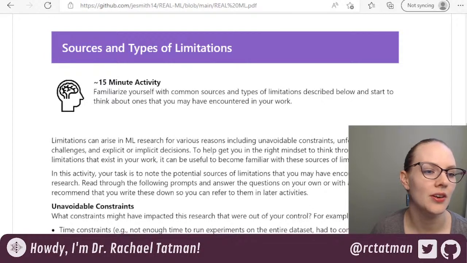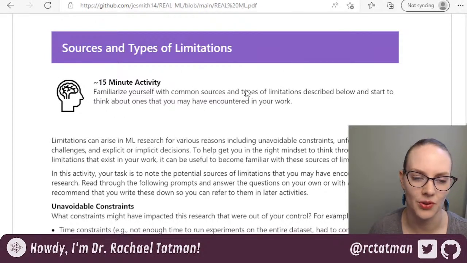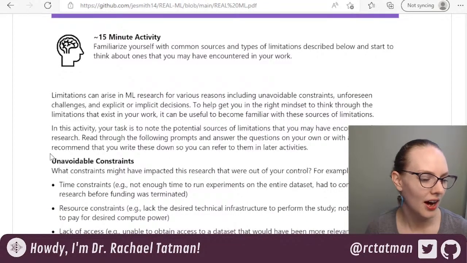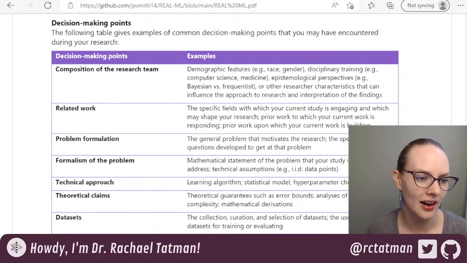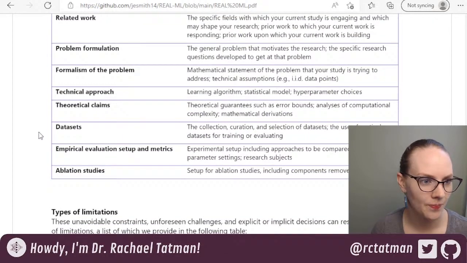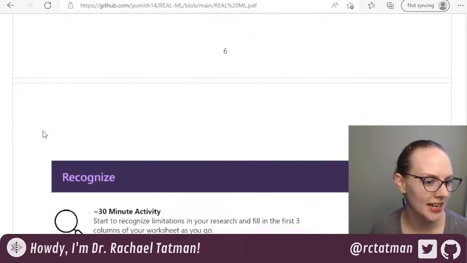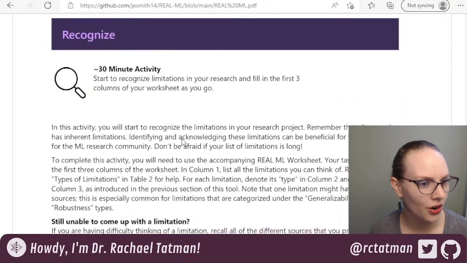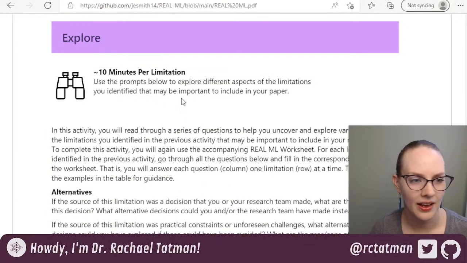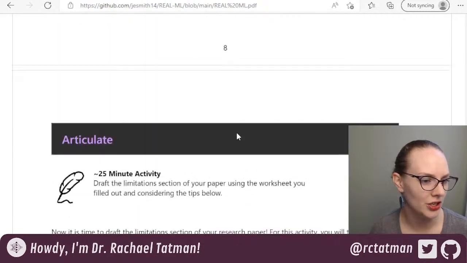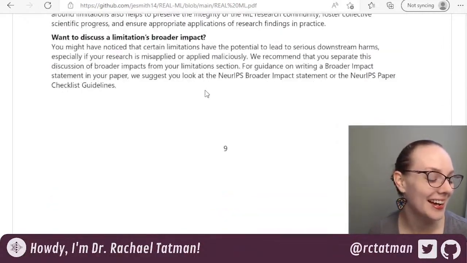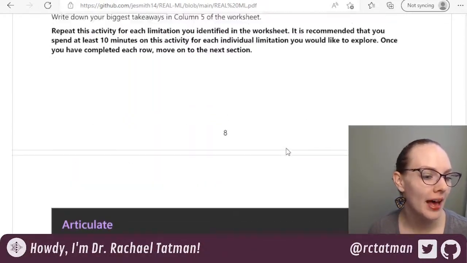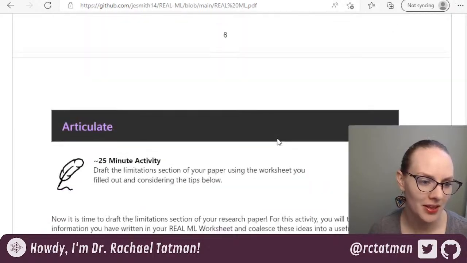And this is going to be, okay, so there's a 15-minute activity to familiarize yourself with common sources and types of limitations, unavoidable constraints, unforeseen challenges, implicit and explicit decisions, various examples here, types of limitations, applying that to your own research, expanding on each of the limitations you discover, writing that down in paper format. So yeah, I think this could be a really useful activity. I think people should do it.